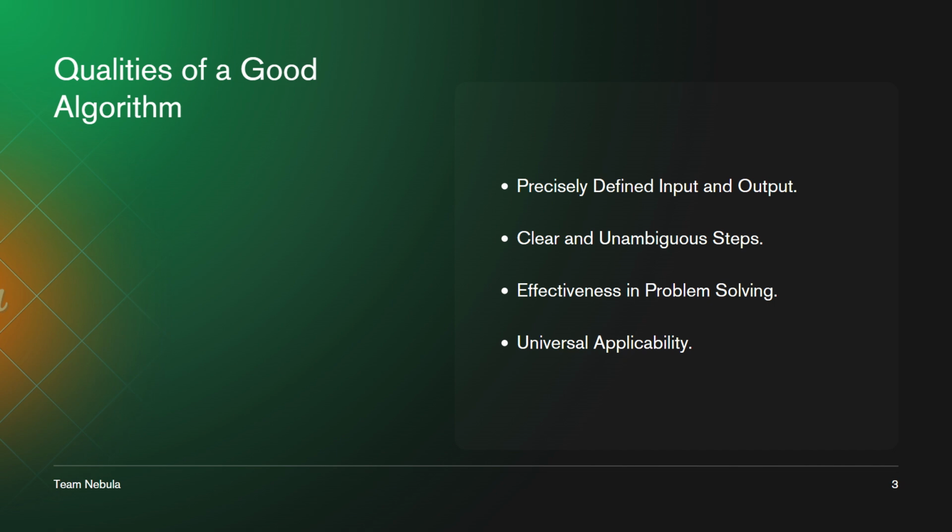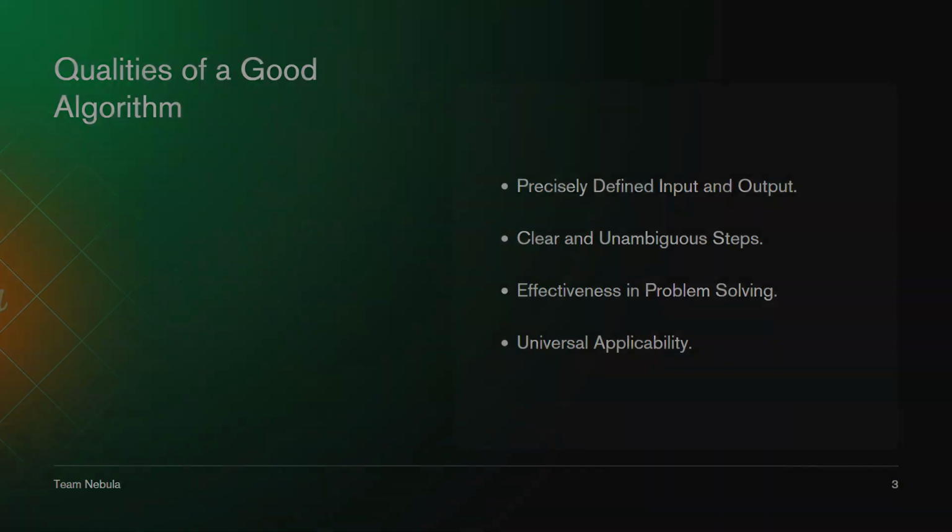Effectiveness in problem solving. A good algorithm is efficient and effective among various ways to tackle a problem. It should achieve the desired result in a reasonable amount of time and resources. Universal applicability. Algorithms should not be tied to a specific programming language. They should be written in a way that allows them to be implemented in various programming languages, making them versatile and adaptable.